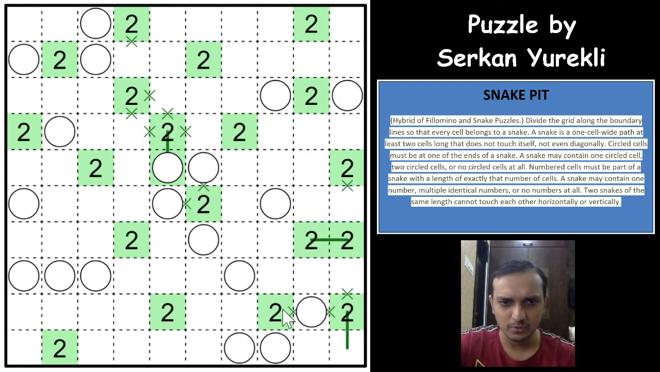This is a cross here. So both of these circles cannot touch each other. If they touch each other, this becomes a 2-cell snake, which is not possible because you already have a 2-cell snake touching this circle here. So there is a cross here.